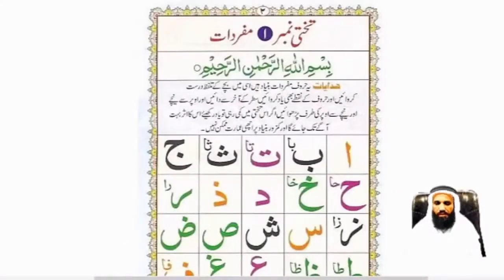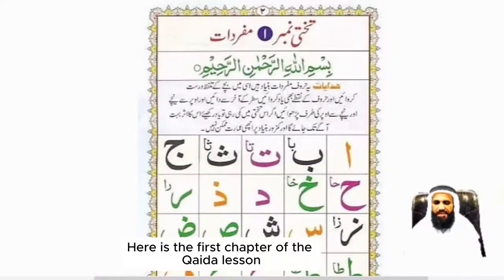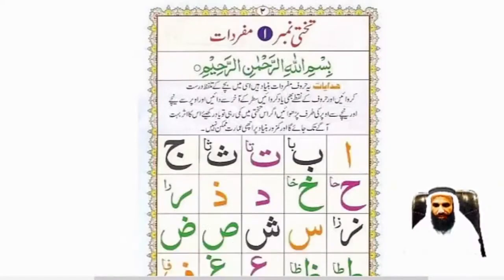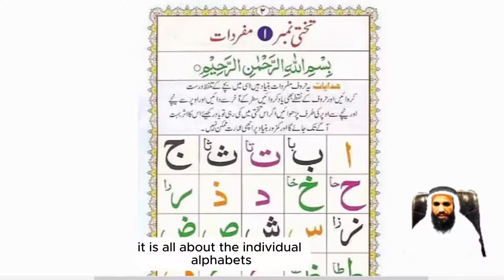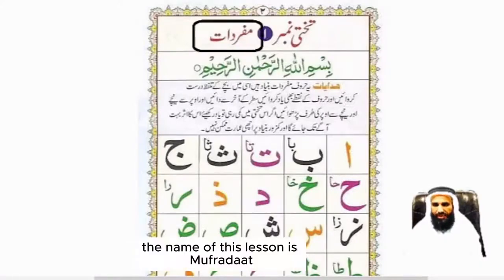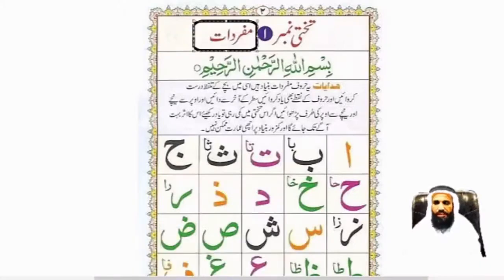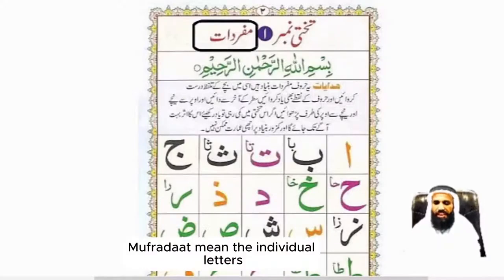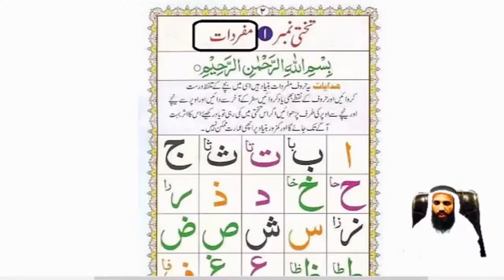Bismillahirrahmanirrahim. Here is the first chapter of the Qaida lesson. It is all about the individual alphabets. The name of this lesson is Mufradat. Mufradat means the individual letters of the Arabic language.